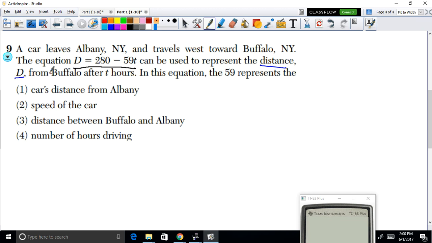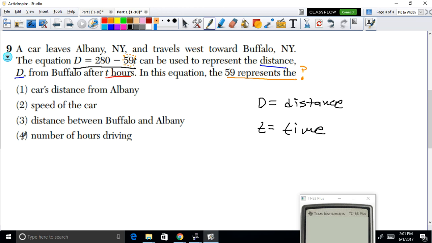And also from Buffalo after T hours. So T is hours. Now the question is, in this equation, what does the 59 represent? We can approach this by process of elimination, because we know that D stands for distance, and we know that T stands for time.